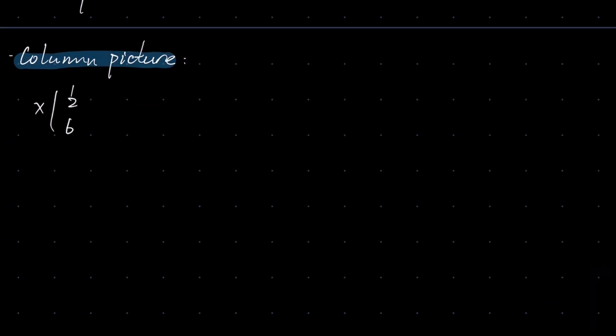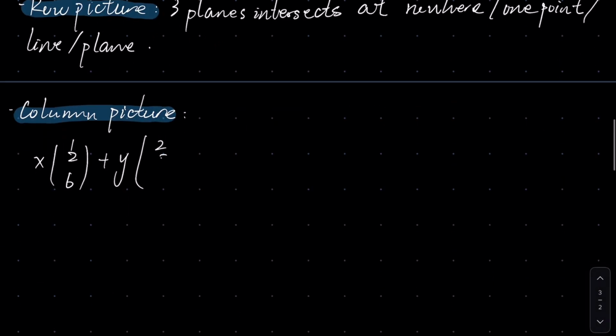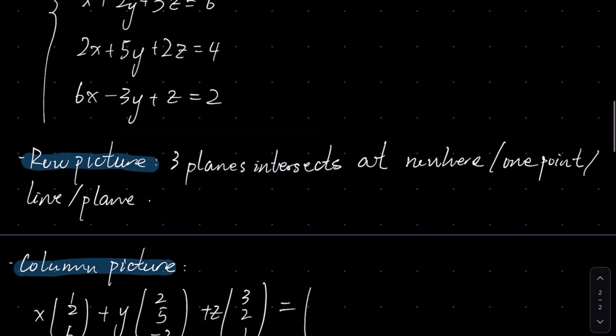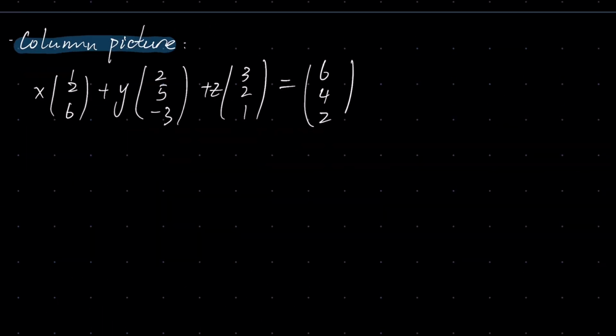x times (1, 2, 6), plus y times (2, 5, negative 3), plus z times (3, 2, 1). That's equal to the right-hand side vector, (6, 4, 2). Now notice that for the third term, we can simply multiply this third vector by 2 to get this vector. And so, yeah, we have found the solution. The solution is when z is equal to 2 and when x and y are equal to 0. And thus we have solved this system of equations.